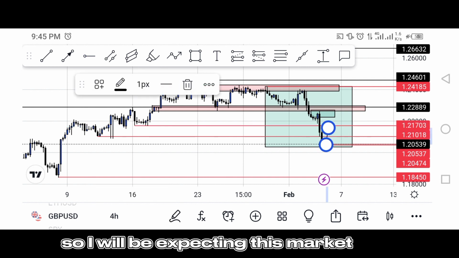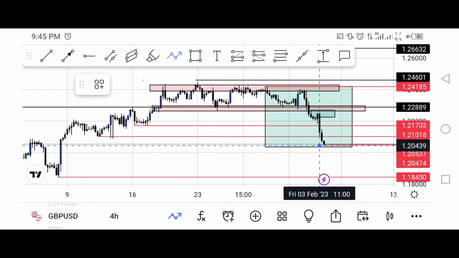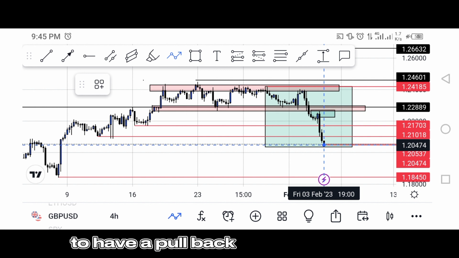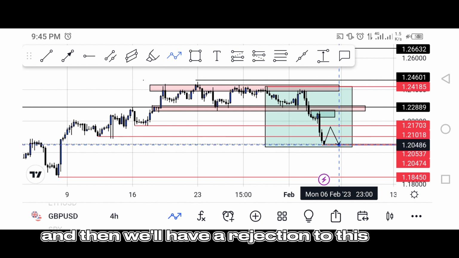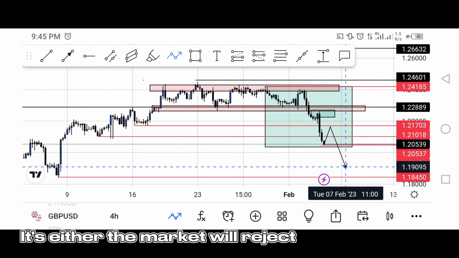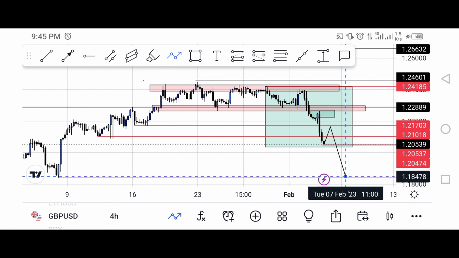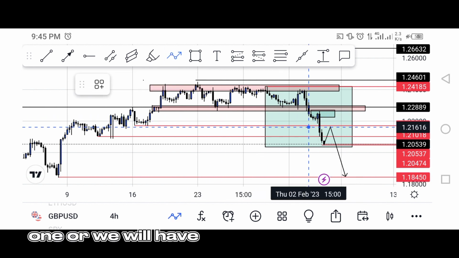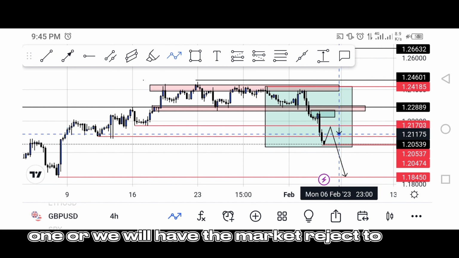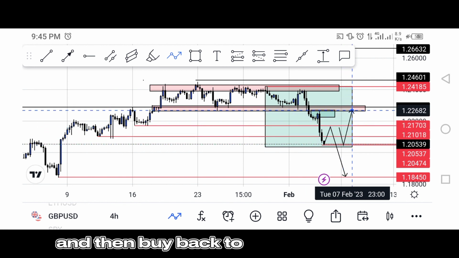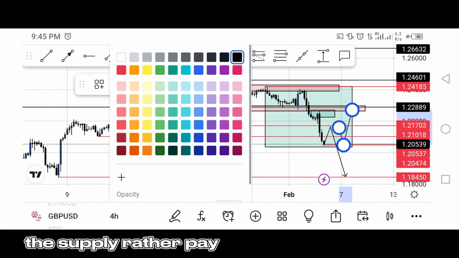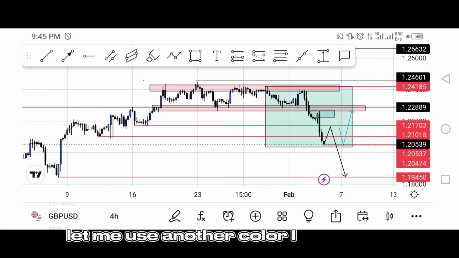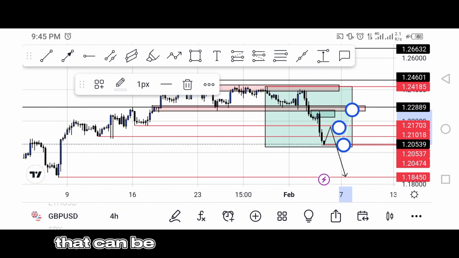I'll be expecting this market to have a pullback to this point, and then we'll have a rejection to this point. It's either the market will reject and come back here, or we'll have the market reject to this point and then buy back to this supply. Let me use another color. Let me use the red.